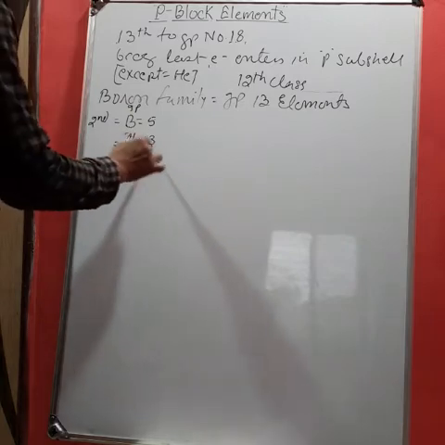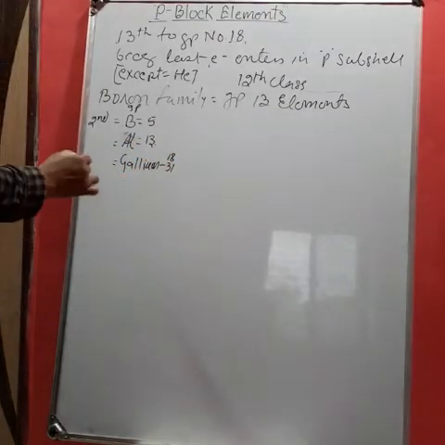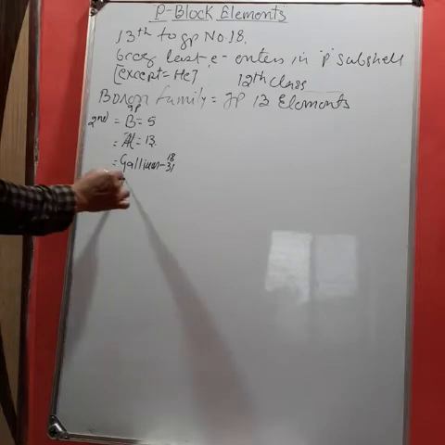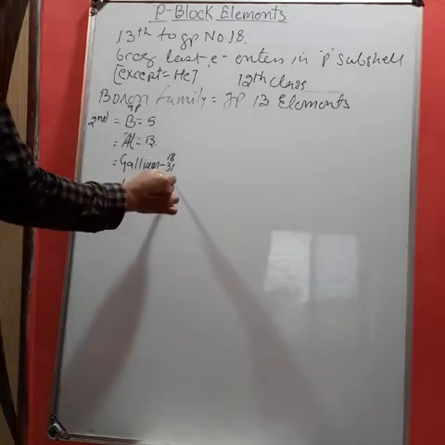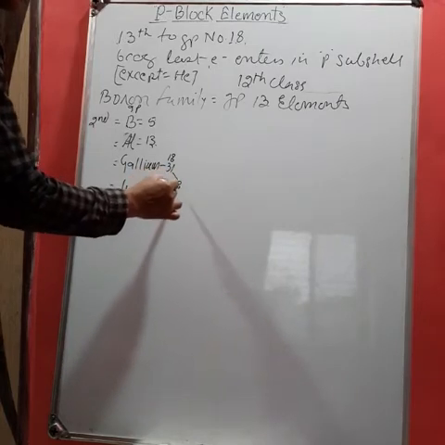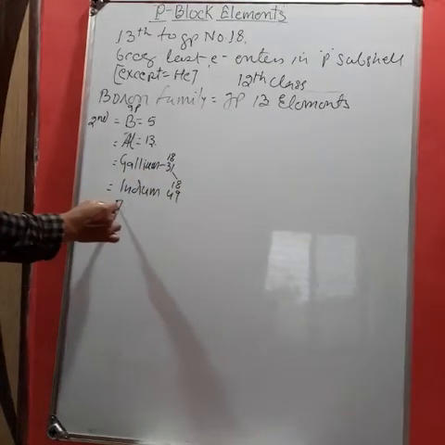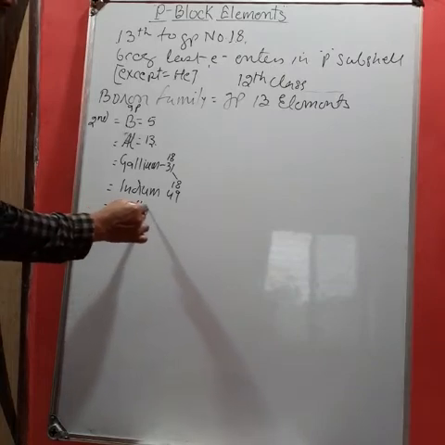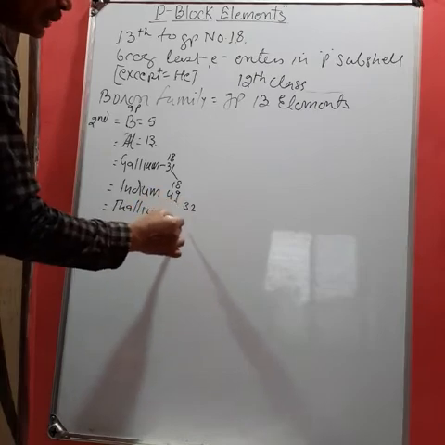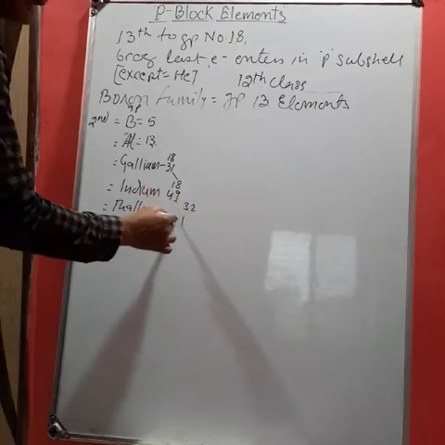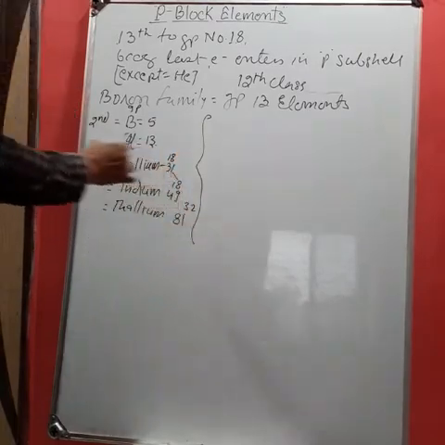Its atomic number: now add 18. So 13 plus 18 is equal to 31. The next element is indium. That is again add 18, so that will become 49. And the last element is thallium. Now you have to add 32, so the atomic number is 81. This is the atomic number.